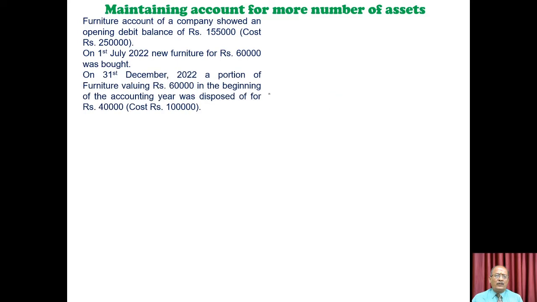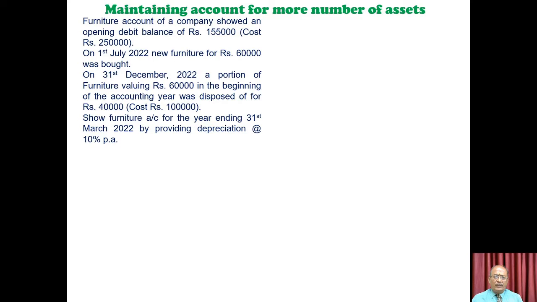Here there is an example. The furniture account of a company showed opening debit balance of 1,55,000. The cost of that will be 2,50,000. On 1st July 22, a new furniture was purchased for 60,000. On 31st December 22, a portion of that furniture valuing 60,000, being in the beginning of the accounting year, was disposed of for 40,000. The original cost of it being 1 lakh. Show the machinery account for the year ending 31st March 2000 by providing depreciation at 10% per annum.